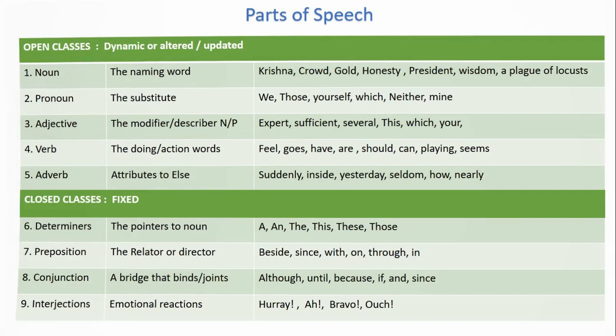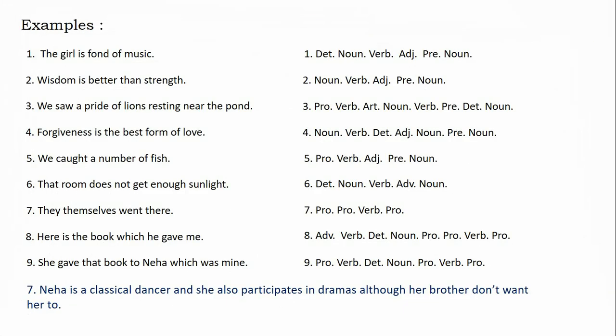So let's fall into examples. Look here guys, the girl is fond of music. The girl, now that is a specifying girl. I am not talking about the girl who is anywhere in the world. No, I am speaking about this specific girl. So the girl is a specifier. So the specifier is determiner. Girl is obviously a title given to the female kind living here. So girl is a noun.